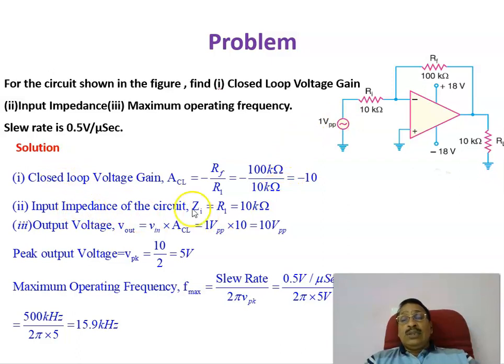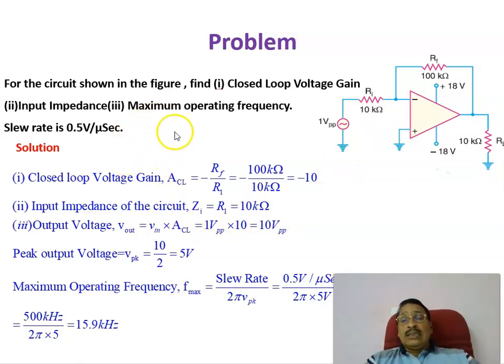Now the input impedance. Looking from this side, what is the input impedance? The input impedance of the op-amp is infinity. But since you are connecting a resistance externally between the source and the inverting terminal, if you draw the AC equivalent circuit, this R1 will come in parallel between this point and the ground. Therefore, looking from here, the total input resistance of this inverting amplifier is the same as R1. So 10 kilo ohms is the input impedance, or the input resistance.